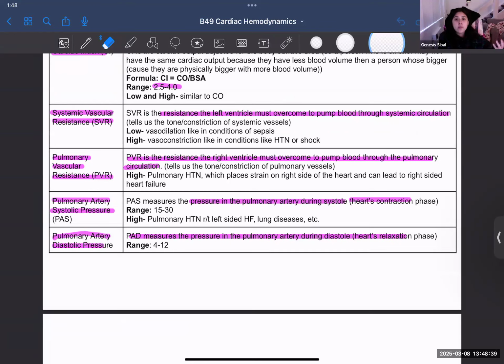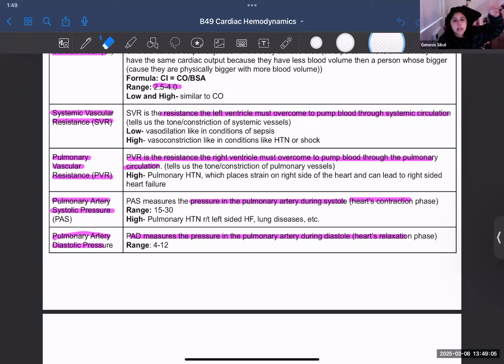What does the systemic circulation look like, and how do we pump that out to the rest of the body? How is the left ventricle going to do that? What does that look like? What if the systemic circulation is too constricted or too dilated? Things like sepsis, hypertension, anything like that. That's another thing. But do you see how they're each kind of having its own thing?